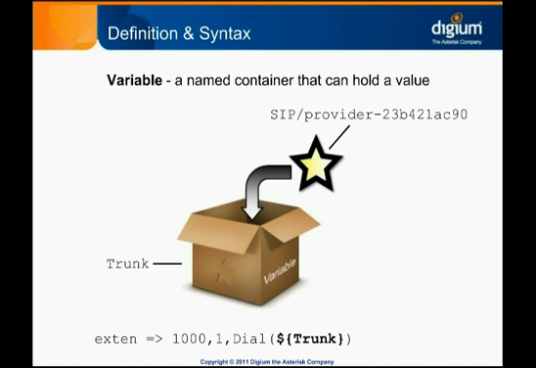Another benefit is that if the SIP provider changes, we don't have to seek out and change every reference to it in our Dialplan. We only need to change the variable assignment once, and Asterisk will use the new value of the variable when it's encountered. Variables in the Asterisk Dialplan are divided into two categories, channel variables and global variables. We'll start by taking a closer look at channel variables.